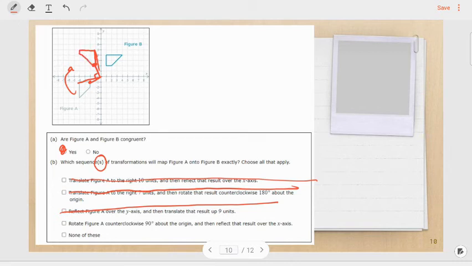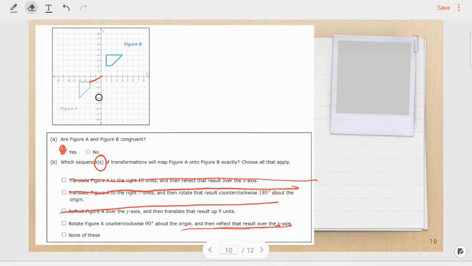So did it rotate 90 and then reflect over the x-axis? Well, the x-axis is down here. Oh shoot. So my last option is rotating it counterclockwise 90 degrees. That means it moves to this quadrant, and then it says, and then flip over the x-axis. So this is a possibility.